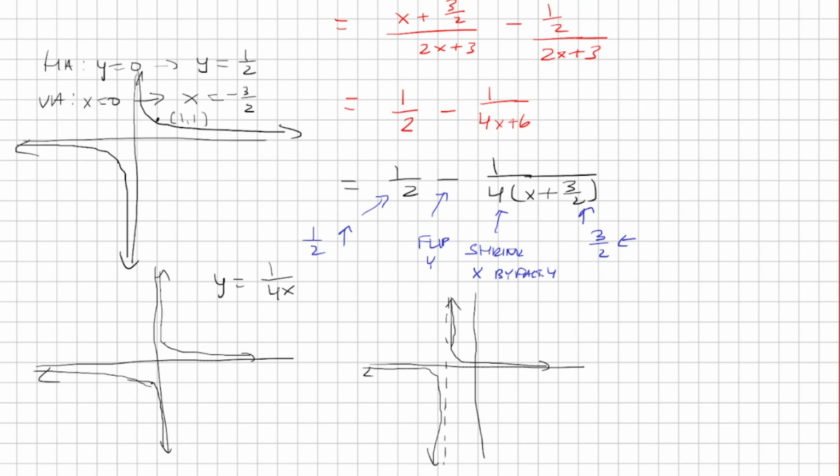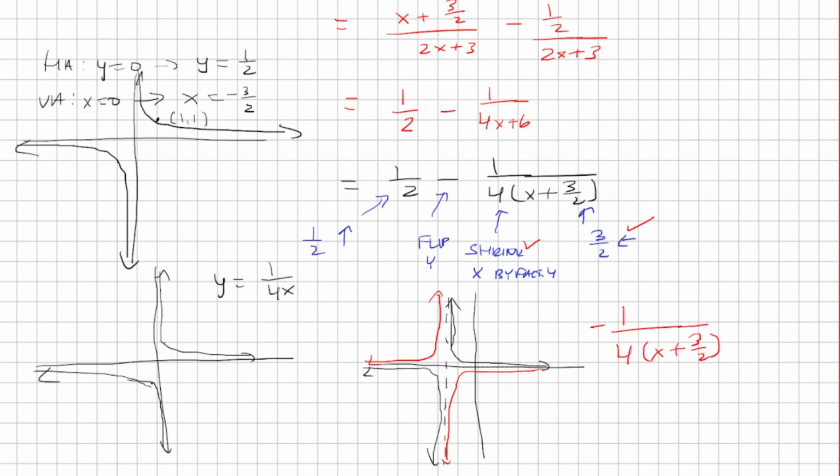Okay. So we applied these two. Now let's flip it across the y. So it's going to go exactly opposite, like this. So this thing in red is negative 1 over 4 times x plus 3 halves.